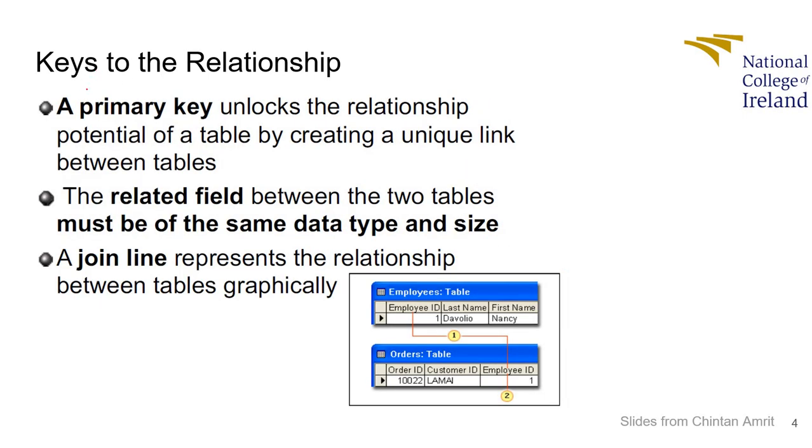So the keys to the relationship. A primary key unlocks the relationship potential of a table by creating a unique link between tables. The related field between the two tables must be of the same data type and size. So here, in the employees table, you have your employee ID, which also appears in the orders table. And you can see a join line representing the relationship between the tables graphically.